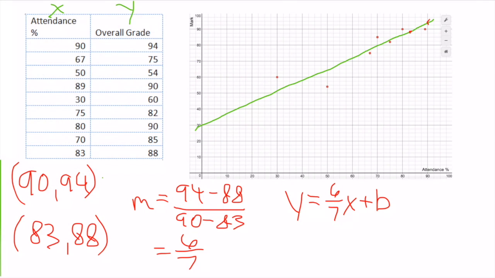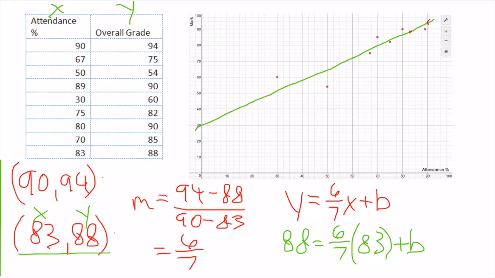Just take one of these 2 points, it doesn't matter which one. I'll take this one, and I'll plug in the values. So here's y, here's x. So 88 equals 6 over 7 times 83 plus b. Okay, and then I would solve for b here.